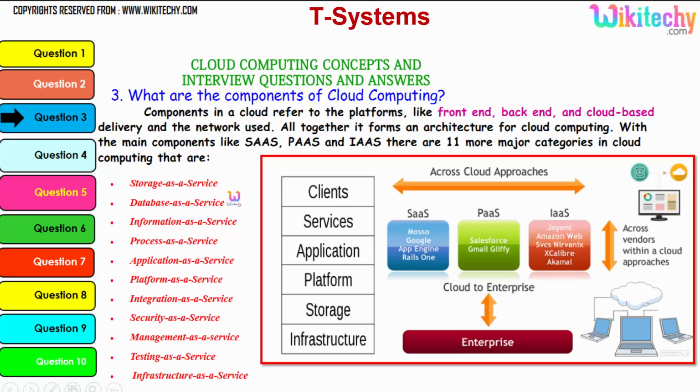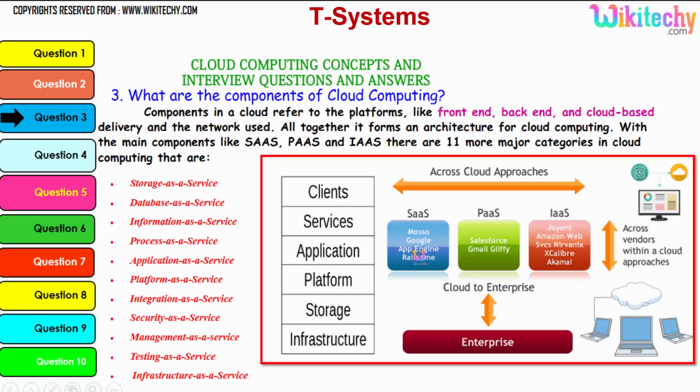There are 11 major categories in cloud. So they are storage as a service, database as a service, information as a service, process as a service, application, platform, integration, security, management, testing, and finally infrastructure. These are all additional services which are associated with these three major services to form the cloud computing.